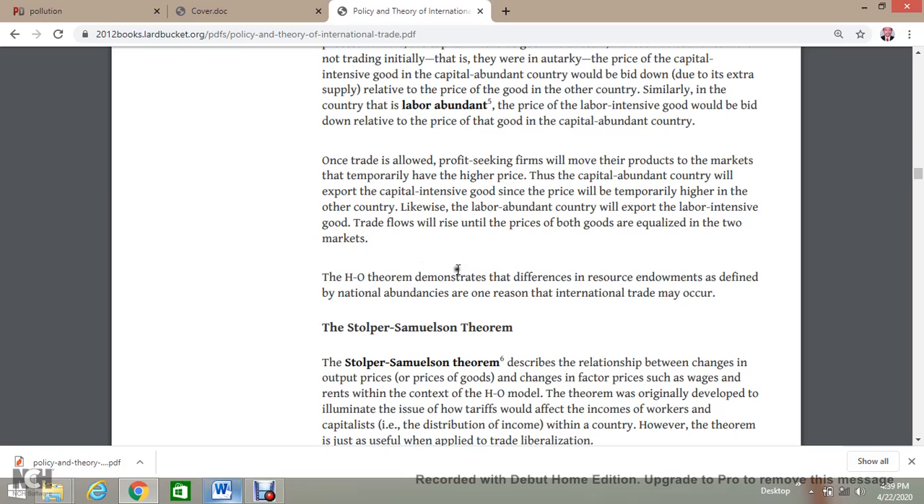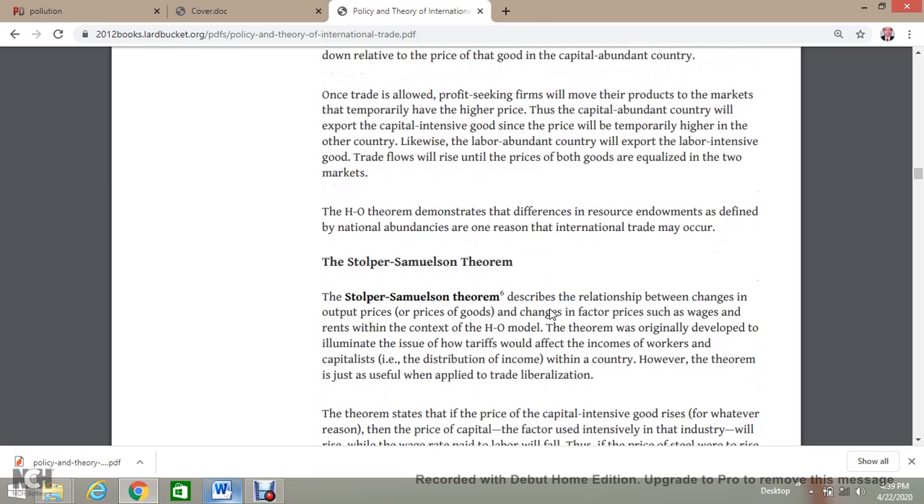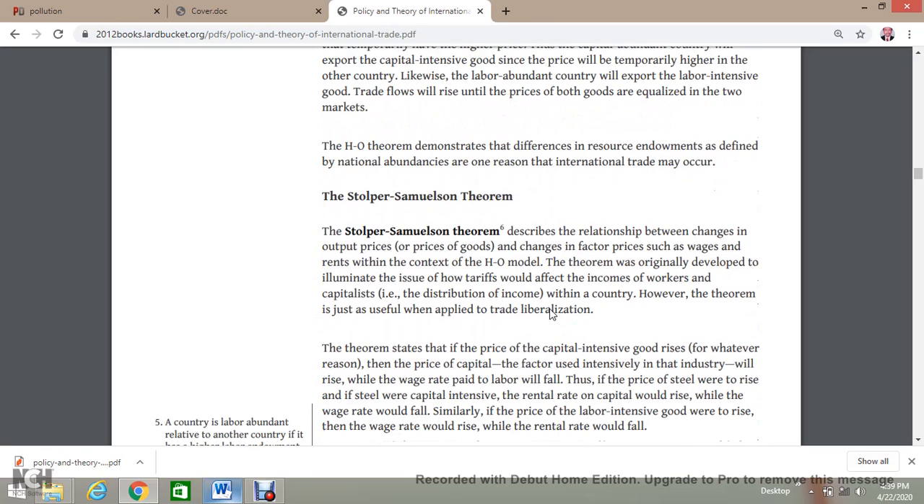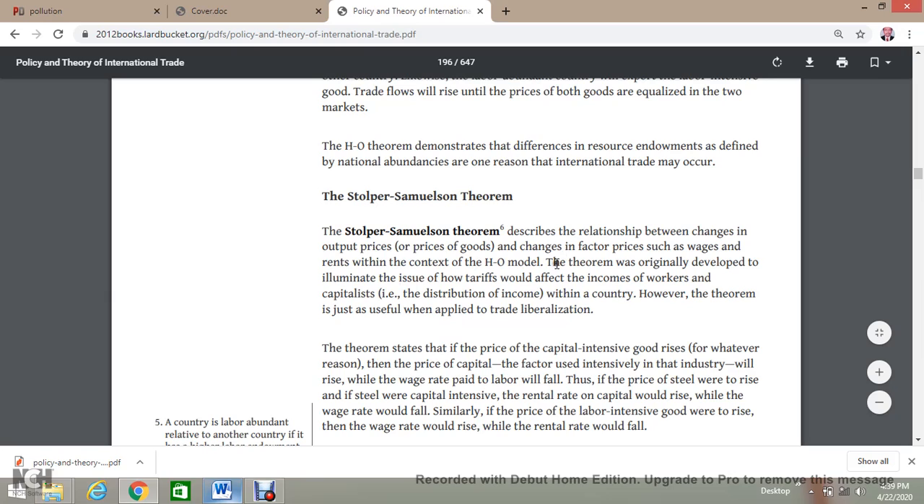Today we will have a discussion on the Stolper-Samuelson theorem. Whatever I explain today, you can find in your textbook, which I already said you could download from the net. I hope that you all downloaded that. If you want to refer to this, go to page number 196. There you can find the Stolper-Samuelson theorem.